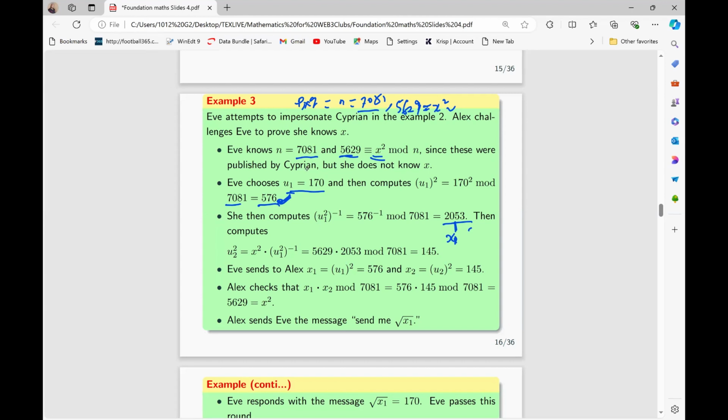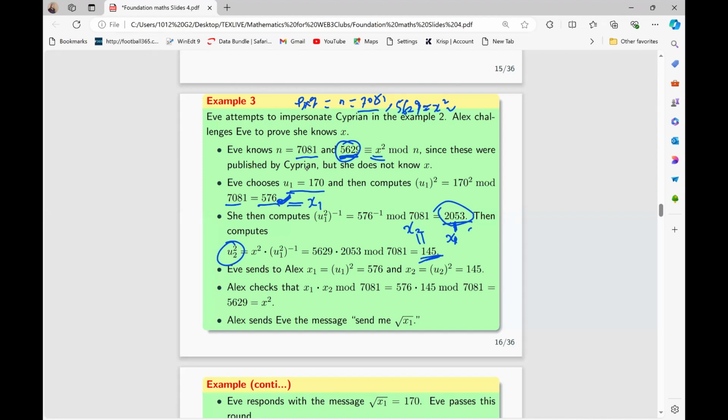After getting this inverse, you must get the square of U2 by multiplying this inverse by x squared. That is the first thing. So this inverse multiplied by x squared gives you the square of U2, which is 145. This is what she calls x2. And the other one she calls x1. She sends x2 and x1 to Alex.